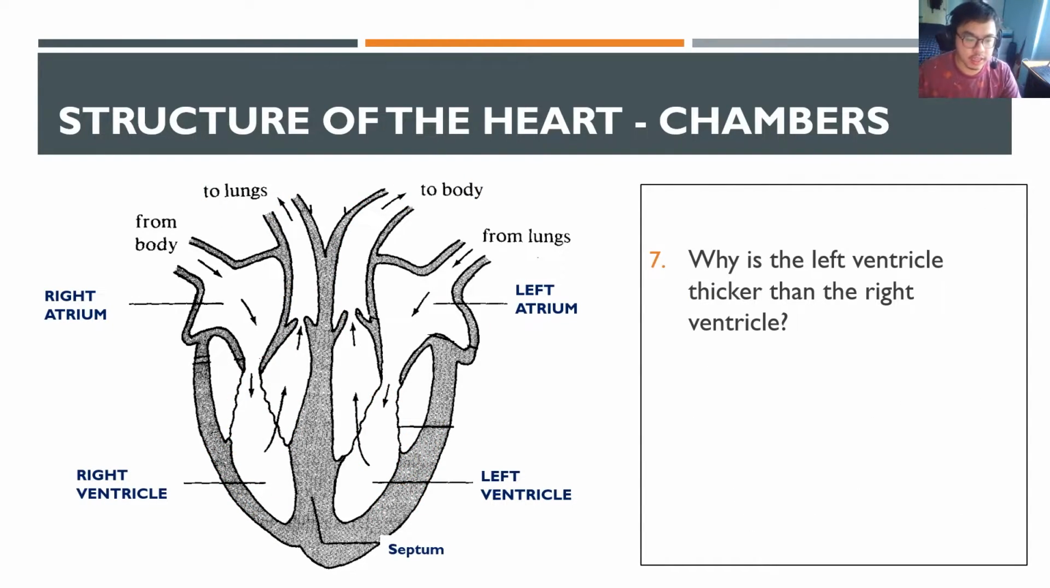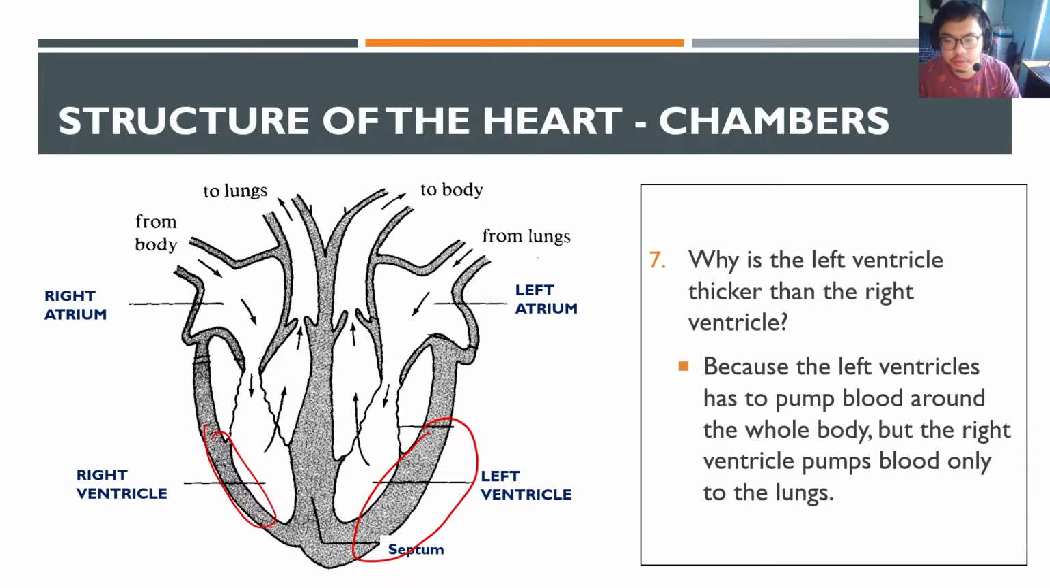Question is, why does the left ventricle have a thicker muscle wall than the right ventricle? Because the left ventricle has to pump blood around the whole body, but the right ventricle pumps blood only to the lungs. So the left side goes to all the parts of the body, which can be quite far, but the right ventricle only goes to the lungs, which is nearby.